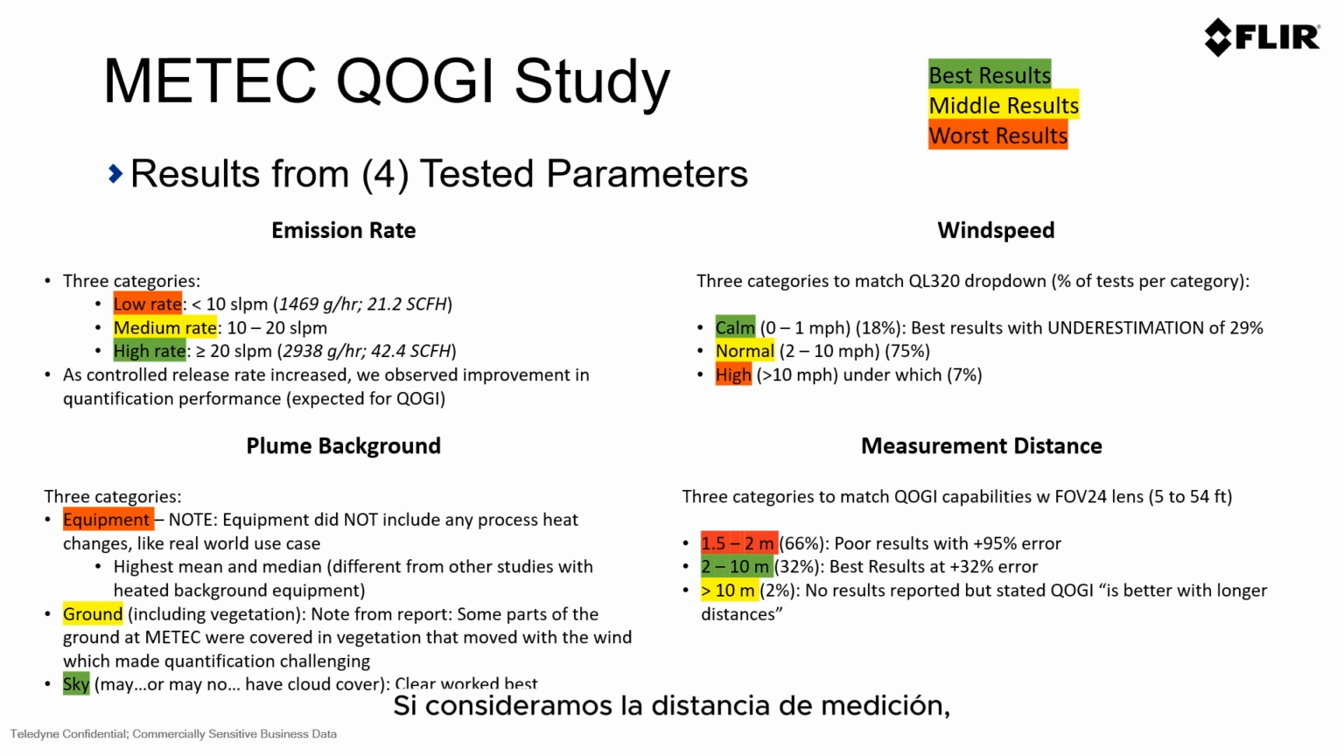If considering the measurement distance, the medium or the middle measurement at 2 to 10 meters produced the best results. If you're very close up and very close to the emission, sometimes the results can be more challenging as the leak is moving faster and at a quicker distance inside the measurement boundary.